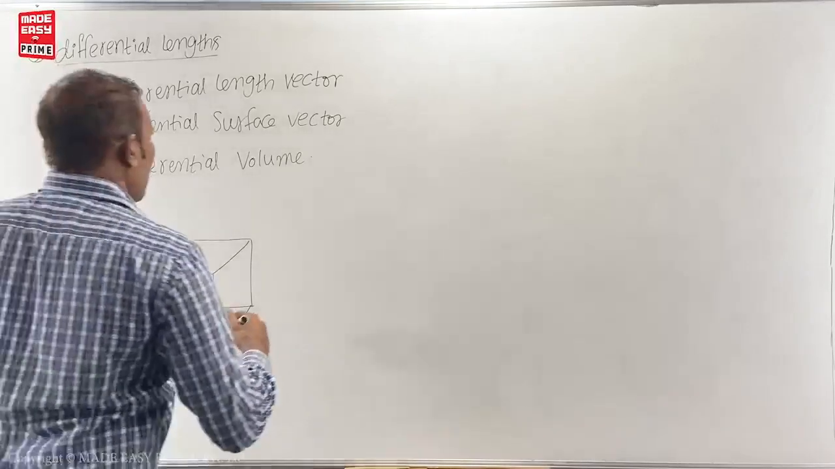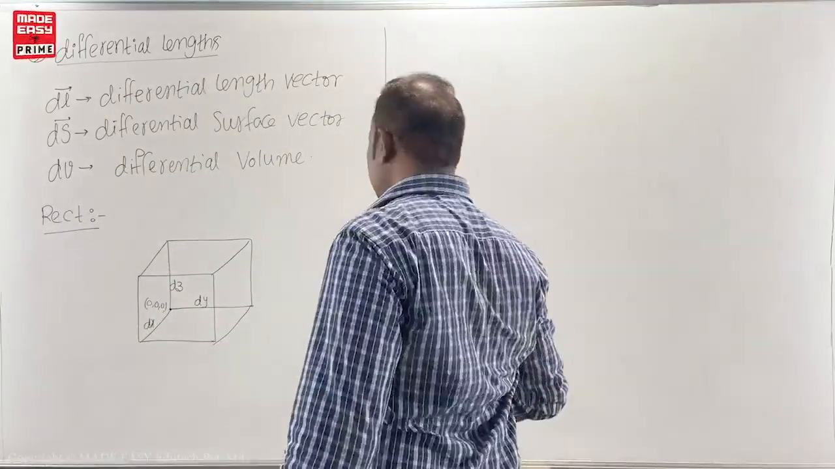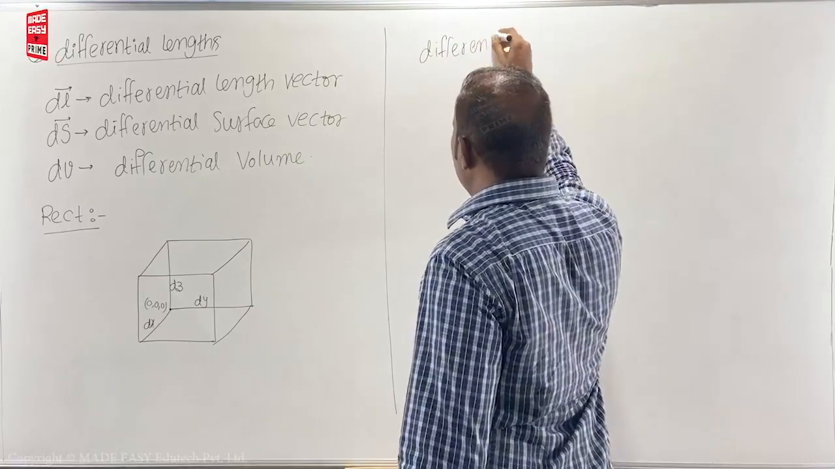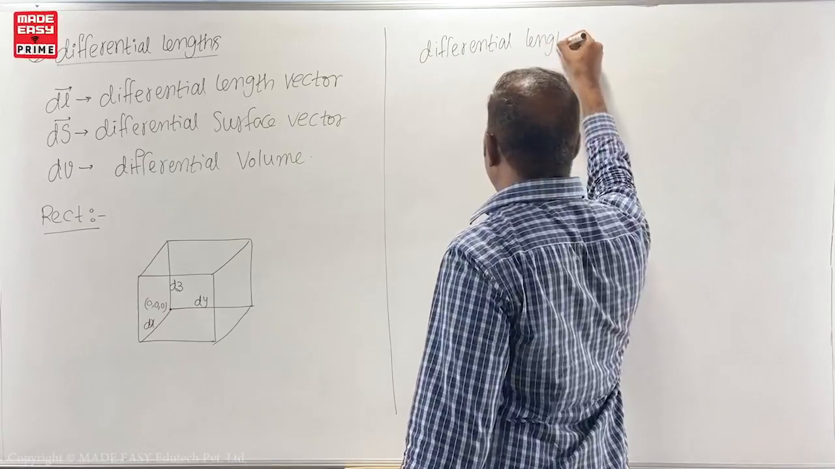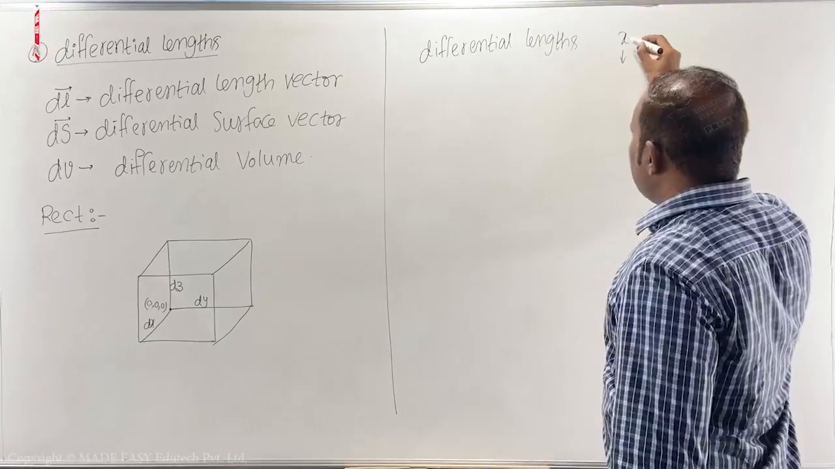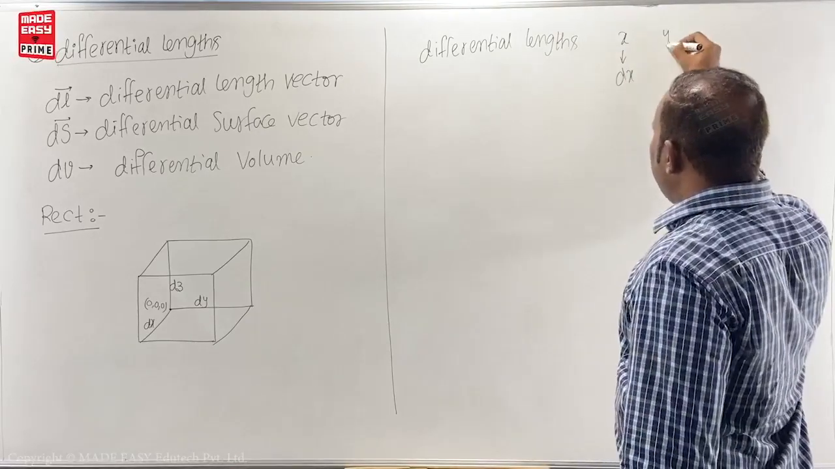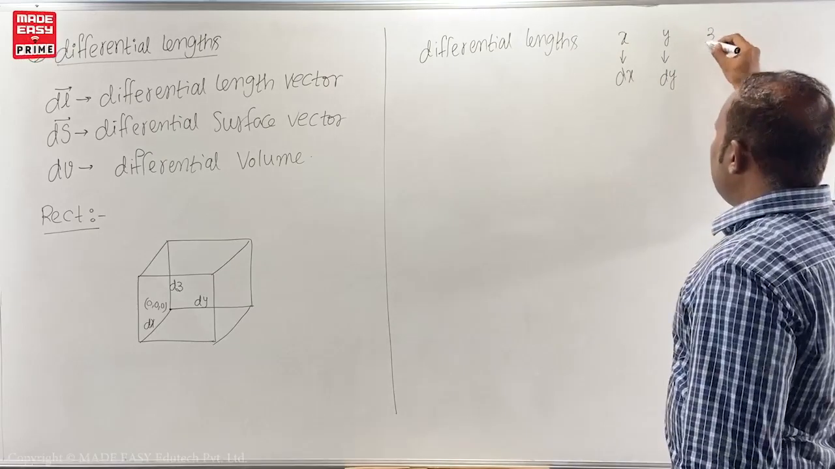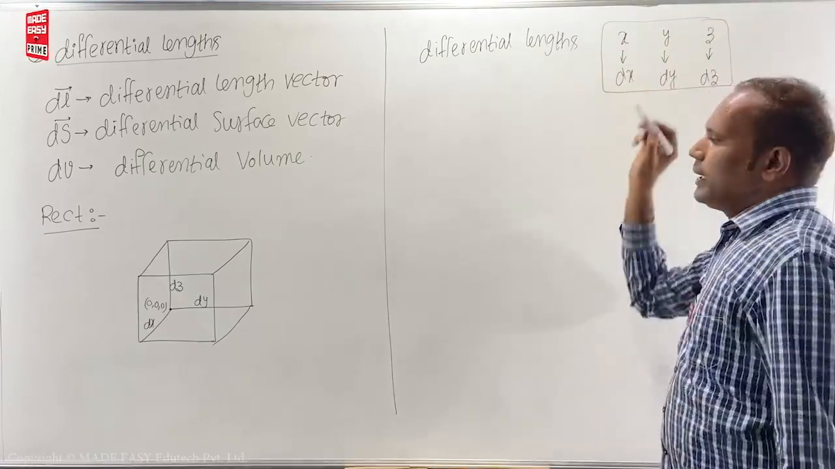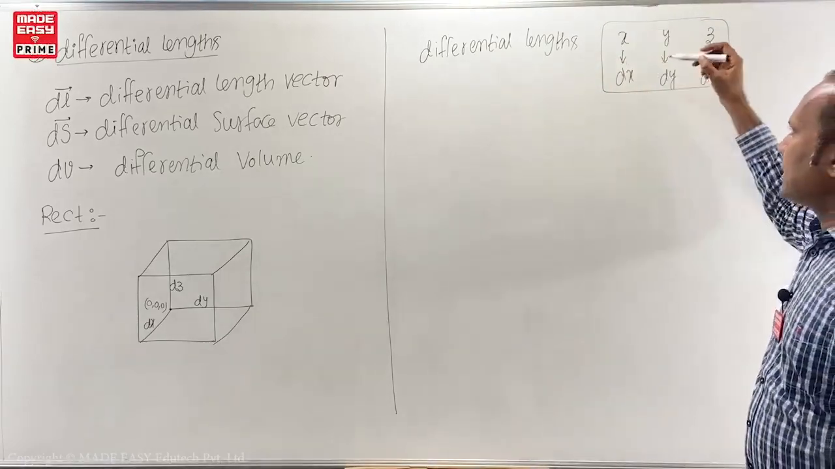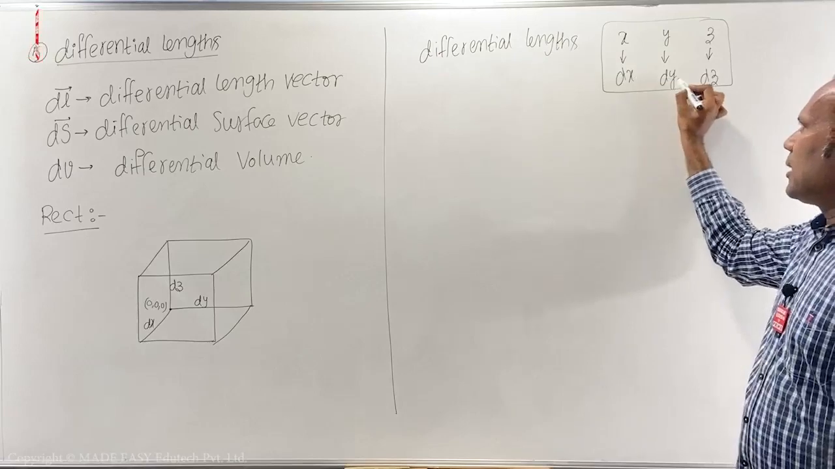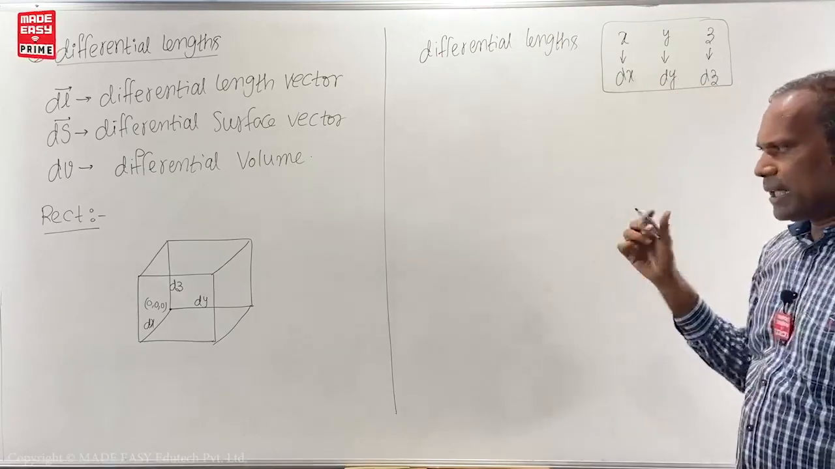So in this way, what are the differential lengths in this coordinate system? In the x direction the small length is dx, in the y direction the small length is dy, in the z direction the small length is dz. So they are the differential lengths in the rectangular coordinate system. In x direction dx, in y direction dy, in z direction dz. The unit is meter for each, because they are small lengths.